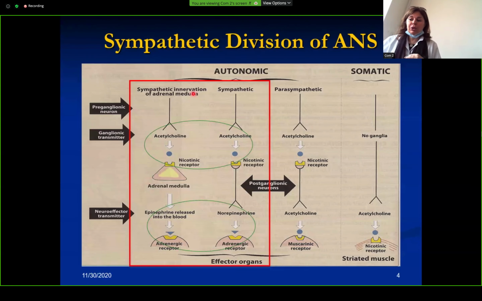Now, we talk about the adrenal medulla itself, it's a ganglion, but it releases what? Epinephrine into the blood. The parasympathetic they already covered, and the somatic releases, do you know what the nicotinic receptor is? Is it like this one?